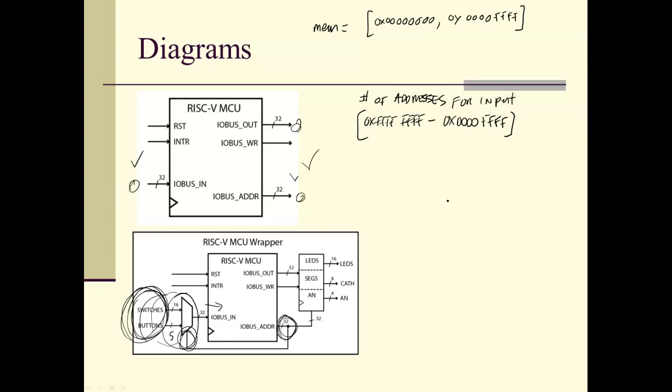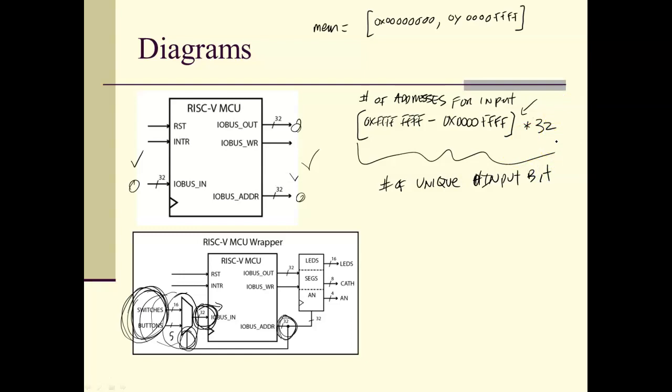At each of those addresses, I have the ability to input 32 bits. So this many unique addresses right here times 32 bits is going to be the number of unique input bits. How many bits can it manage? This is the number right here.